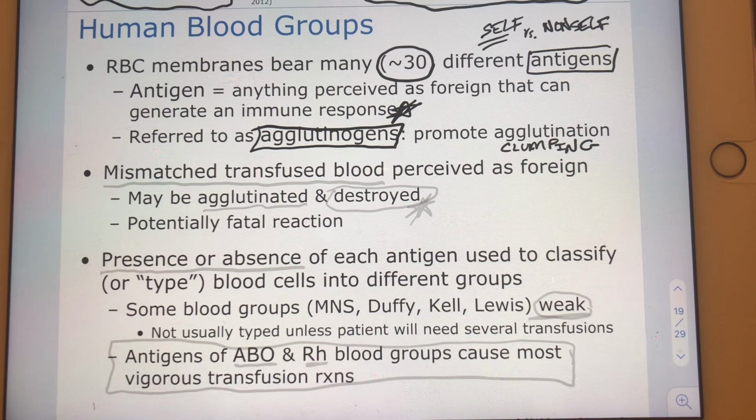And that's why it's so important when transfusing blood, or even when a person at risk becomes exposed in an at-risk way to another person's blood, to match donor and recipient blood if possible, to minimize the risk of agglutination, of clumping.